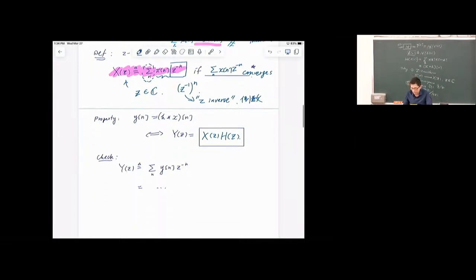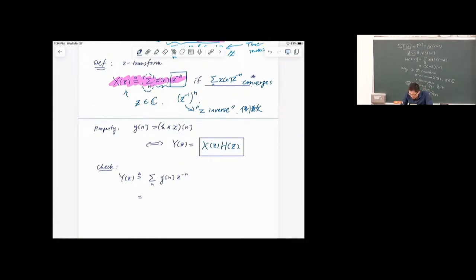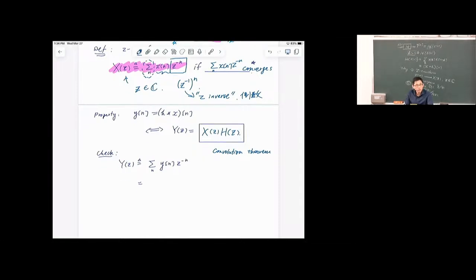Okay, and we can simply check it. Let's try to check it. This is also the convolution theorem. So how do we check whether this is true? Again, by definition, y of n is x convolved with h. So y of n is the summation over k of x of n minus k times h of k. That's y of n.